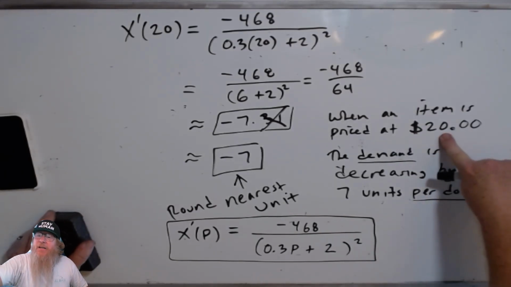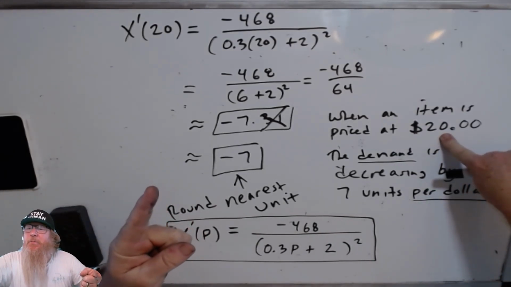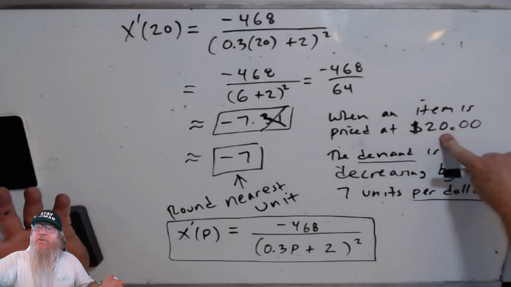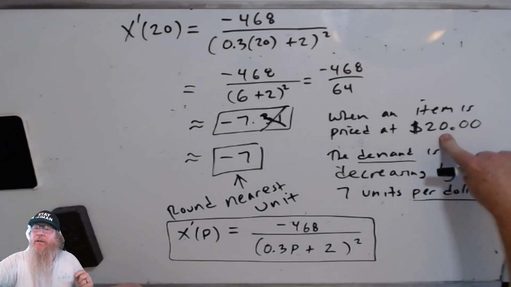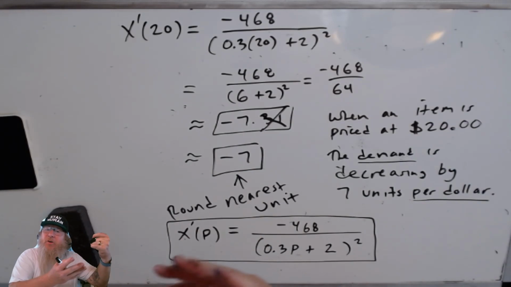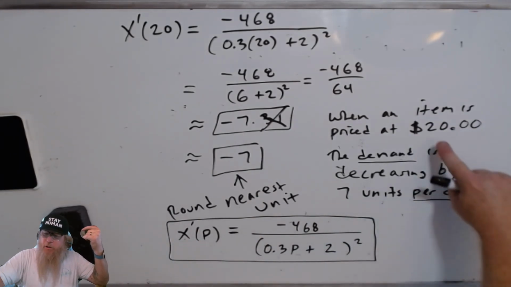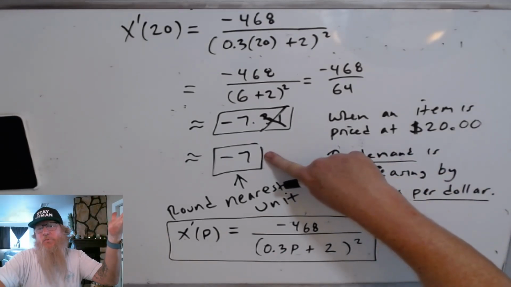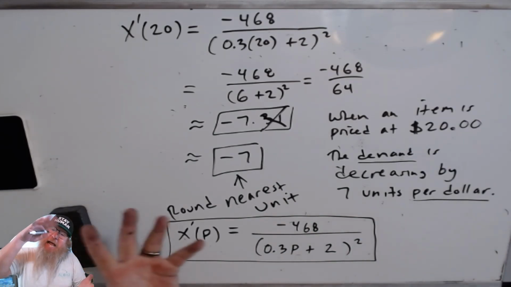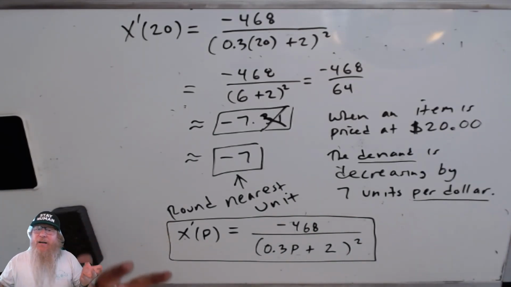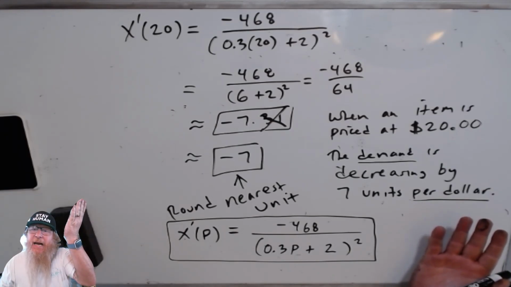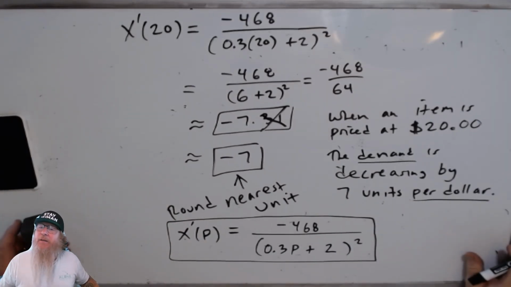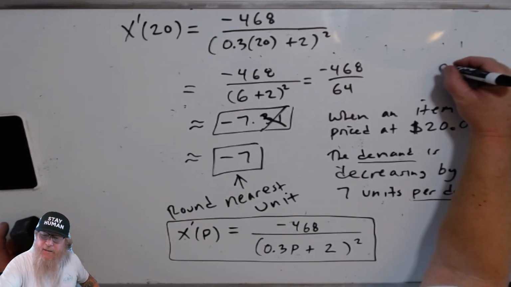So in other words, every dollar that I raise the price, 7 less of these items will be sold. The demand will go down. But you can also flip the script and go the other way. If you lower the price by $1, then 7 more units will get sold. So remember, demand and price are interrelated. If one goes up, the other goes down, and vice versa. If one goes down, the other goes up. So you can read it both ways.